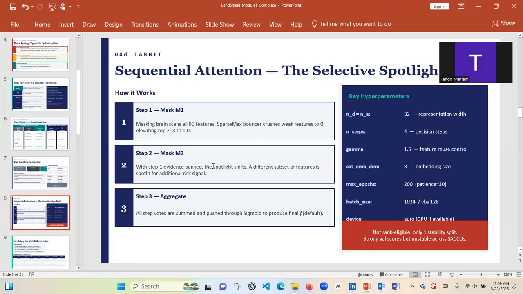So this sparsemax mask crushes the weak features, like some details we pick from the borrower. Then we have step 2, the evidence, where with step 1 evidence is banked and the spotlight shifts. A different subset of features is spotlighted for additional risky signal. And then on the third step, all the step votes are summed and pushed through the sigmoid to produce a final default probability.